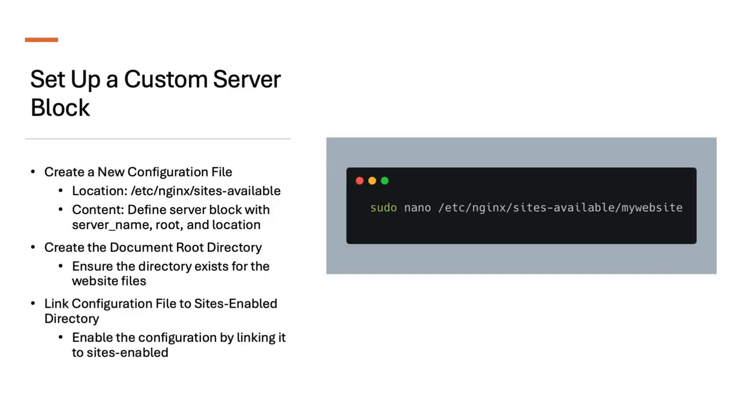To host multiple websites with Nginx, create a new configuration file in the /etc/nginx/sites-available directory. Define the server block, create the document root directory, and link the configuration file to the sites-enabled directory.